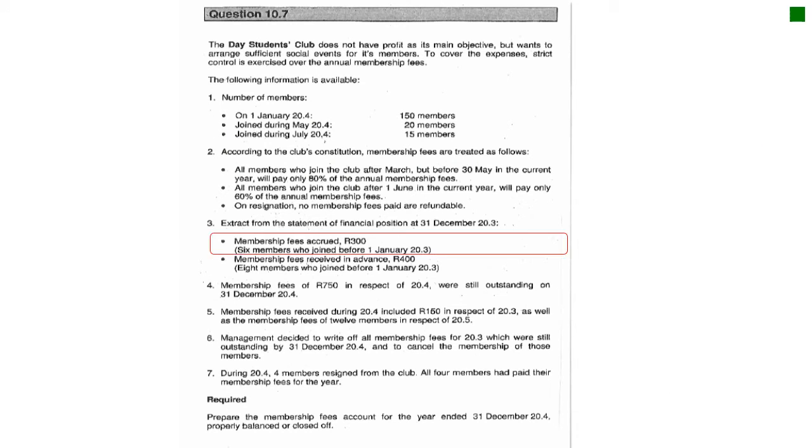The next thing we're going to do is look for any transactions that happened during the year. So what you will see in this question is that we had those membership fees accrued of 300 Rand at the end of last year, members who owed us money. During the current year, they don't tell us the total amount of money received. We obviously need to work that out. But they tell us that 150 Rand was received for the amounts that were owing at the end of 2003. And we will deal with the membership fees received in advance later on.